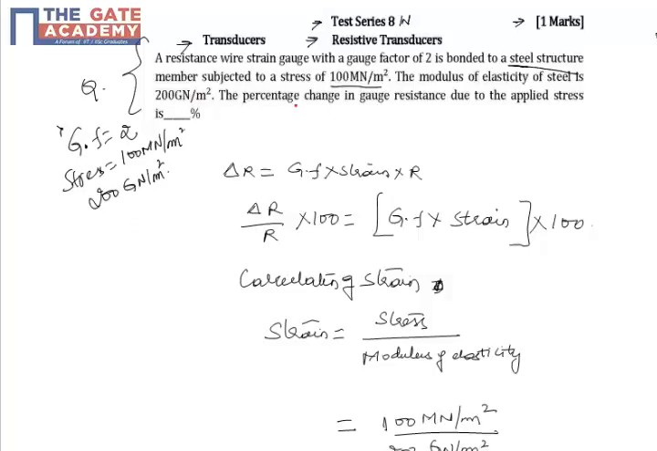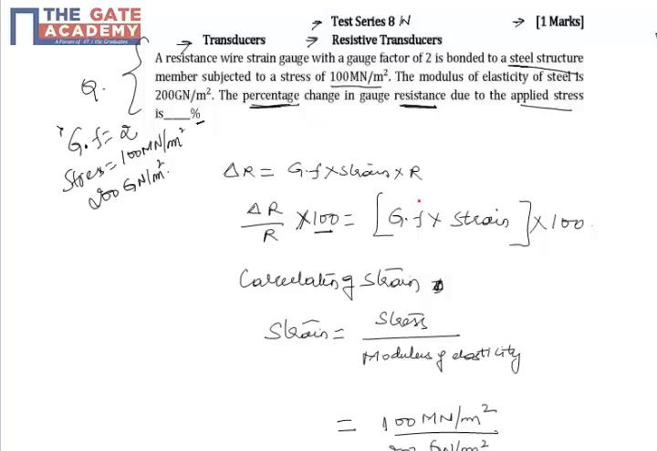We are asked to find the percentage change in the gauge resistance, which is nothing but the strain gauge resistance, due to the application of the stress, in terms of percentage. We know that change in resistance is given by the expression gauge factor into strain into R. So we are asked to find the percentage change, which is delta R by R into 100. So I take R from the RHS to the LHS, and because it is percentage, I multiply with 100. Now I get an expression which is gauge factor into strain into 100. You can see it here.